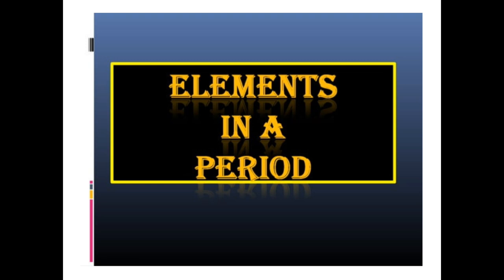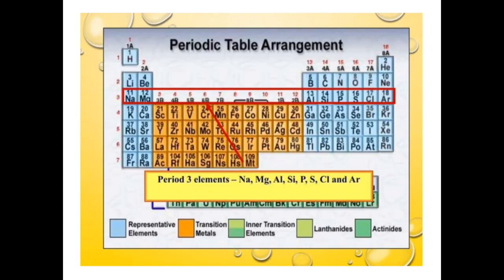And in this video today, we are going to be looking at elements in a period. Specifically, we are going to be looking at the elements of period 3. If you look at the periodic table here, you will see that the elements in period 3 are sodium, magnesium, aluminium, silicon, phosphorus, sulfur, chlorine, and argon. These are the elements in period 3.